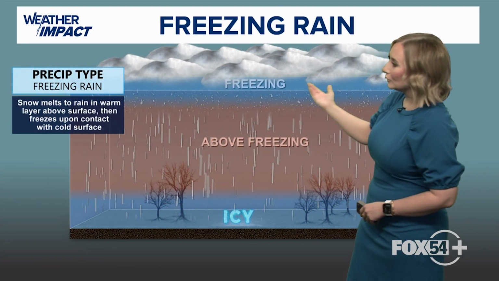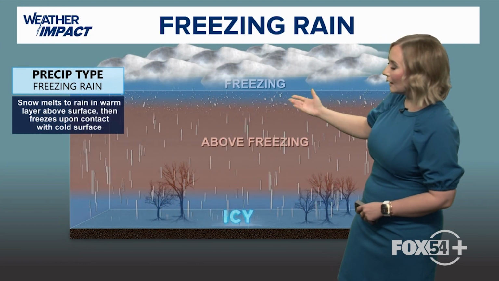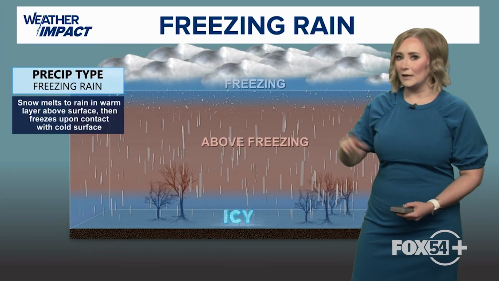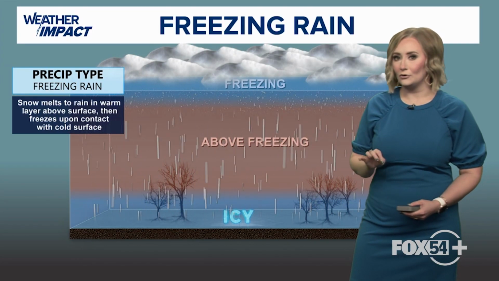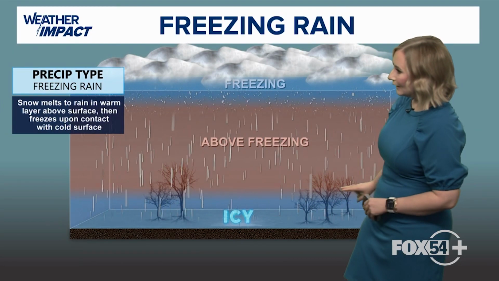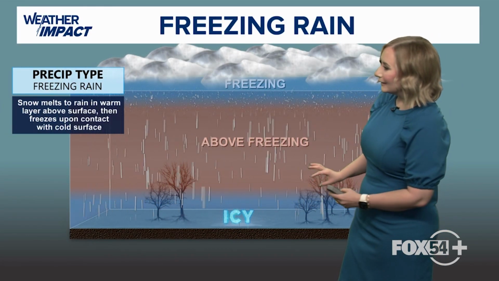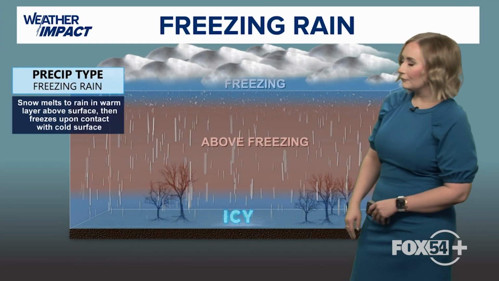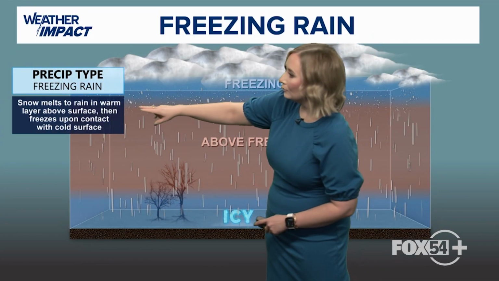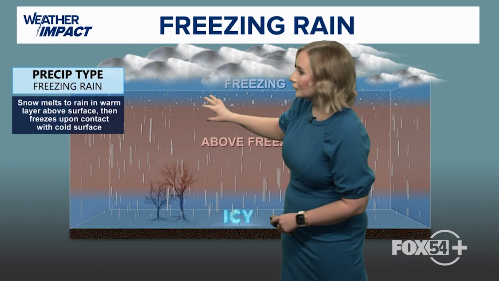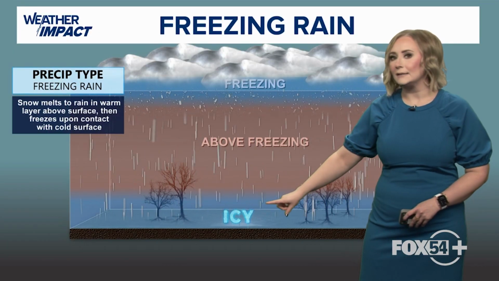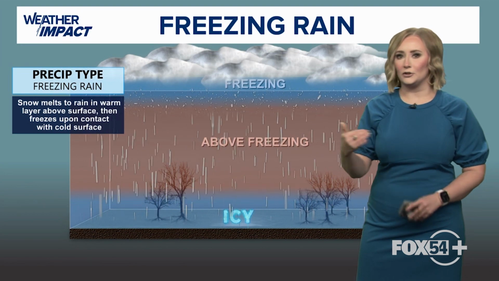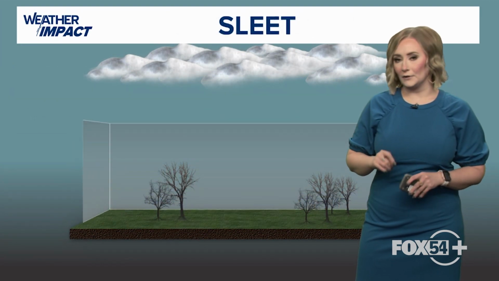So freezing rain is going to start as the snow moves out of the cloud. It's going to move through a warm layer, which is just above freezing temperature. Keep in mind, our freezing temperature is 32 degrees or below Fahrenheit. And then it's going to go back into a little bit of a cooler layer, and that's what's going to make things on the frozen precipitation side. So snow melts to rain in a warm layer above the surface, and then it freezes upon contact with the colder surface. So think the grass is sitting at a temperature right around 32 degrees or below. That's when we have freezing rain.